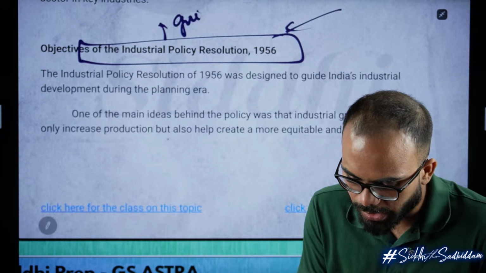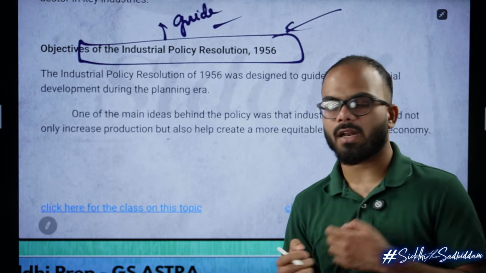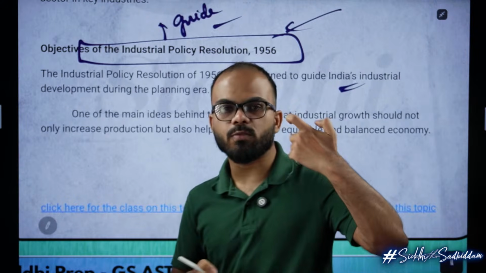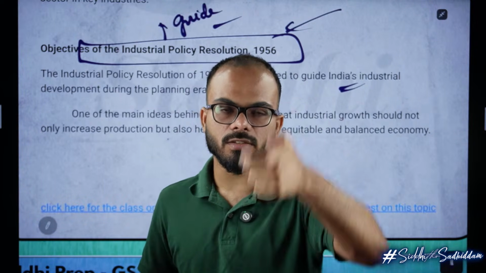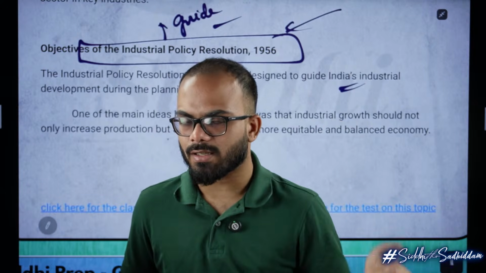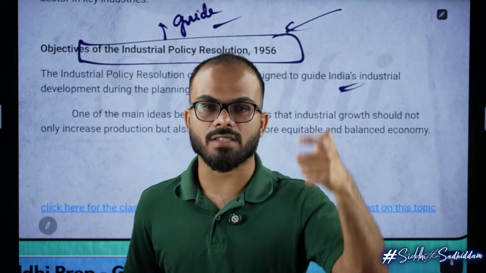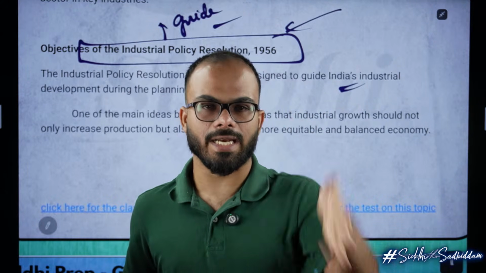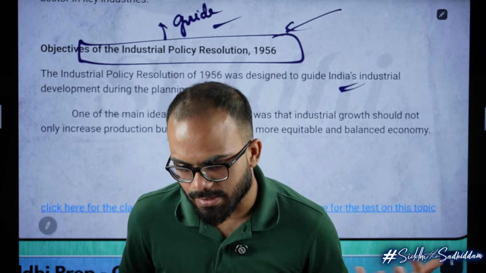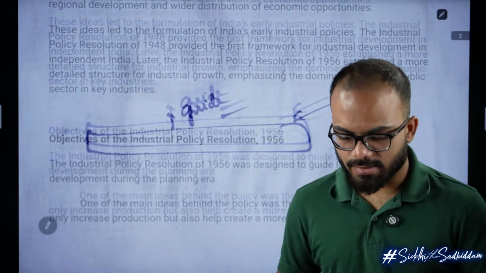You want to guide how India's industry would go, especially in the era of planning, when the government would bring in 5-year plans, when the government would decide what is right, what is wrong, what is necessary and what is not necessary. In such a scenario, Industrial Policy 1956 is there to be a guidelight for India's industrialization. Right? So this is the Industrial Policy Resolution.